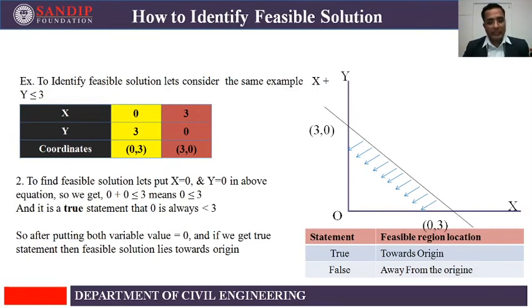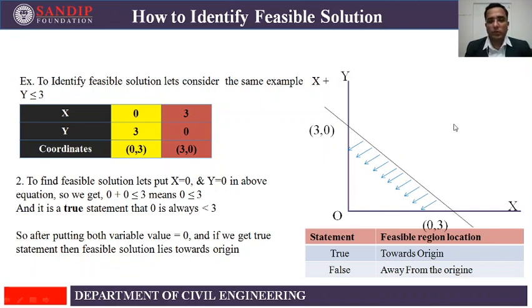Now in the second slide we are going to cover how to identify the feasible solution. After plotting the graph, once I have drawn the line, that line will give us two portions: the portion towards the origin and the portion away from the origin. So the total area of the graph will be divided into two parts, towards the origin and away from the origin.